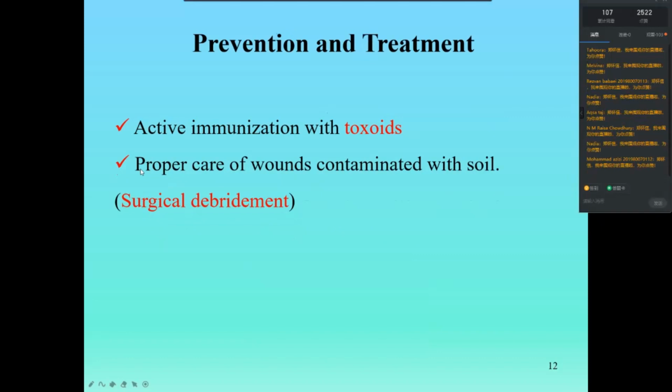And we should take care of the wounds properly. Especially when the wounds are contaminated with soil, for example, we need to clean the wounds thoroughly. Sometimes you need to give your patient some surgery to open the wound and remove any debris in it. So this we call surgical debridement.